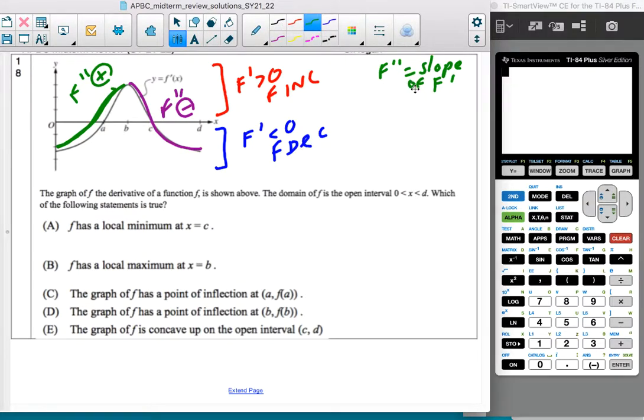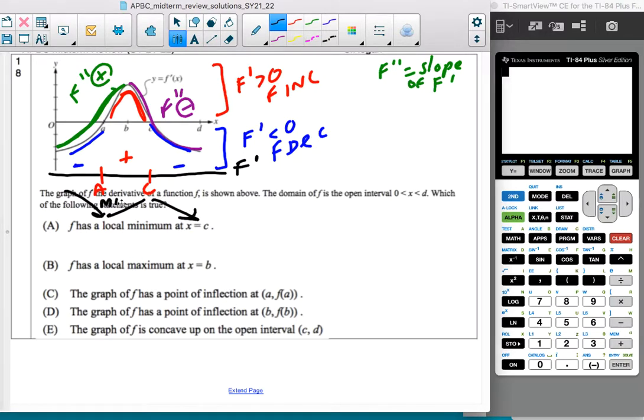So, f has a local minimum at c. Well, based on what I know about f prime, f prime is positive up here, so between a and c, f prime is positive. And down here and down here, f prime is negative. So what that means is that f is going down, up, down. So there should be a min at a and a max at c. So f has a local min at c? That is false. It is a max at c.